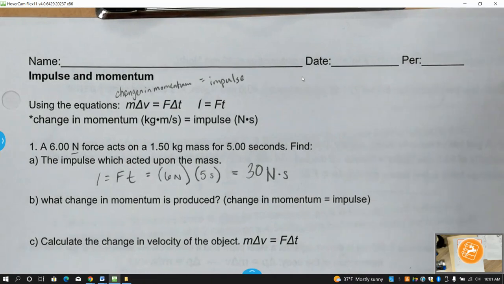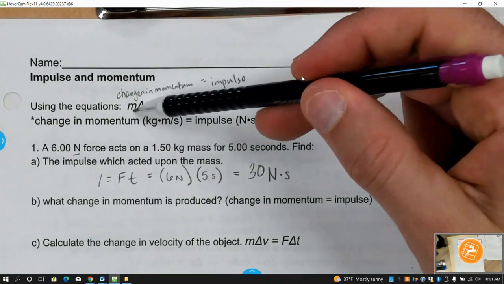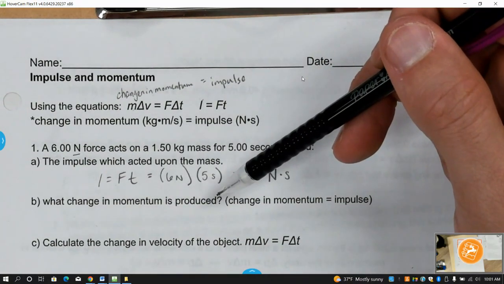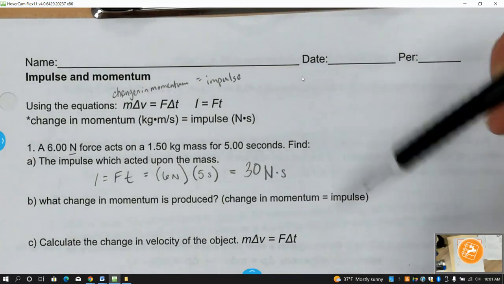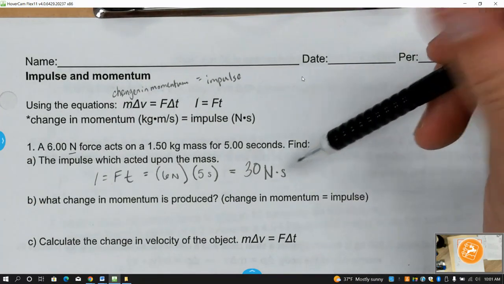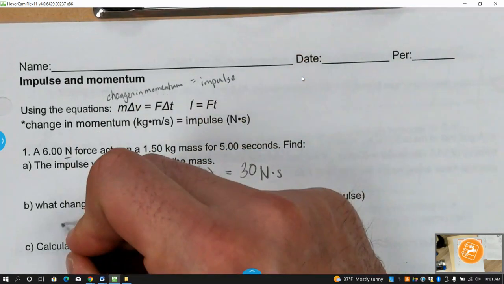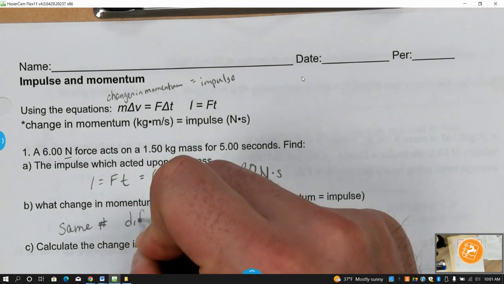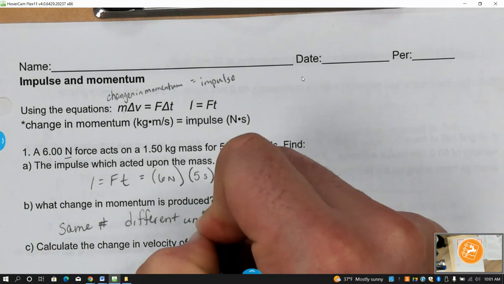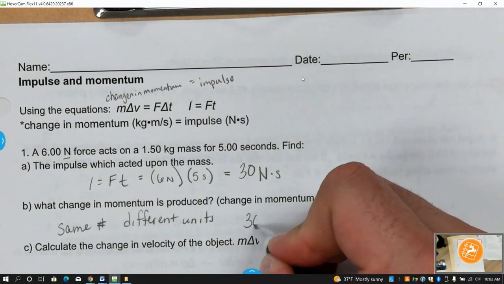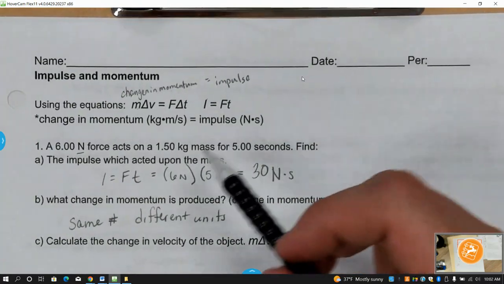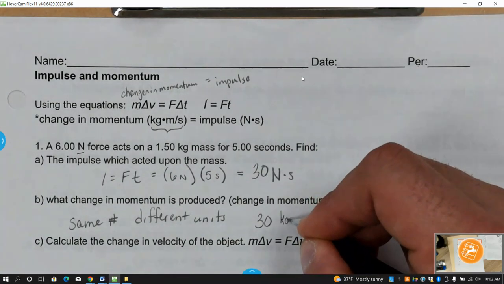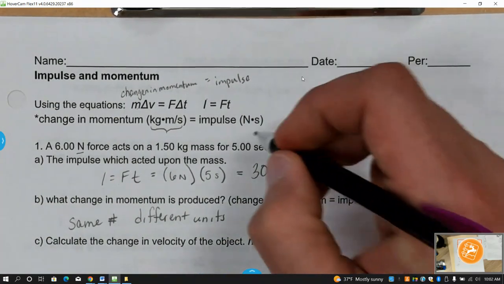Okay. They want to know what is the change in momentum. They want m times the change in velocity. Well, literally I wrote it in parentheses. Change in momentum is equal to the impulse, just different units. So, same number. Different units. So instead of 30 newton seconds, the unit for momentum is, yes, kilograms times meters per second.